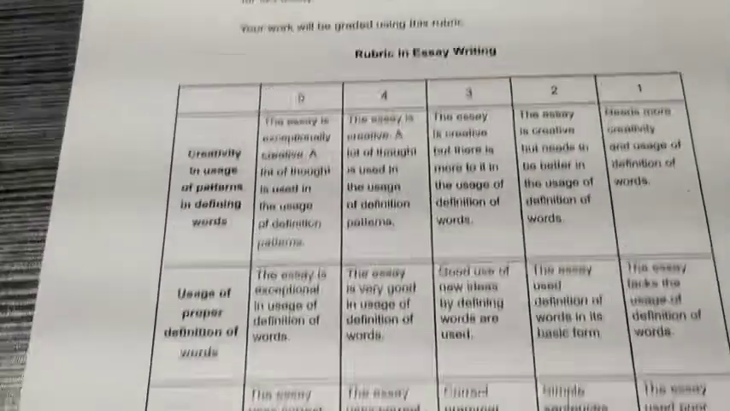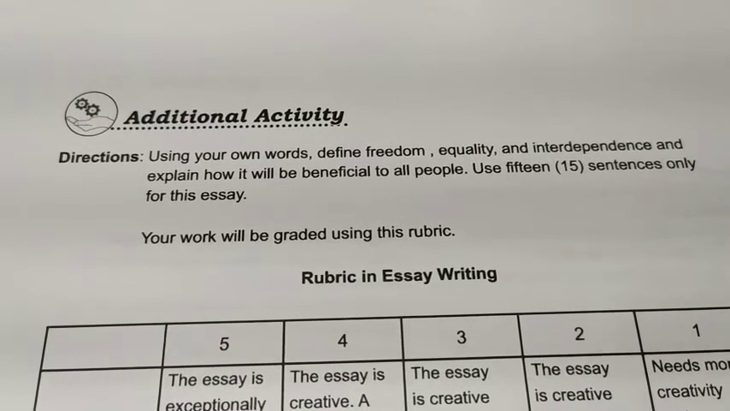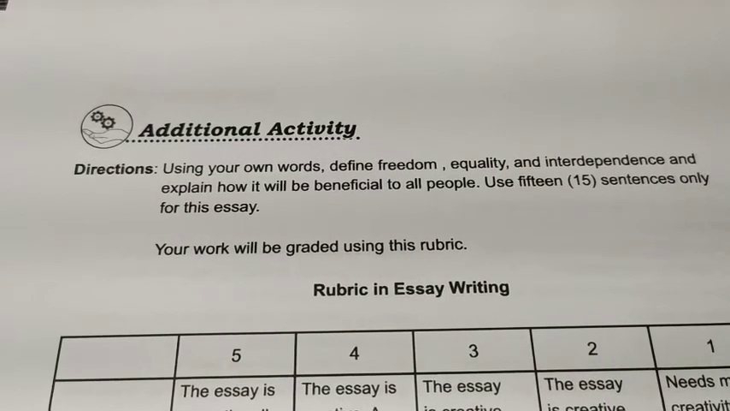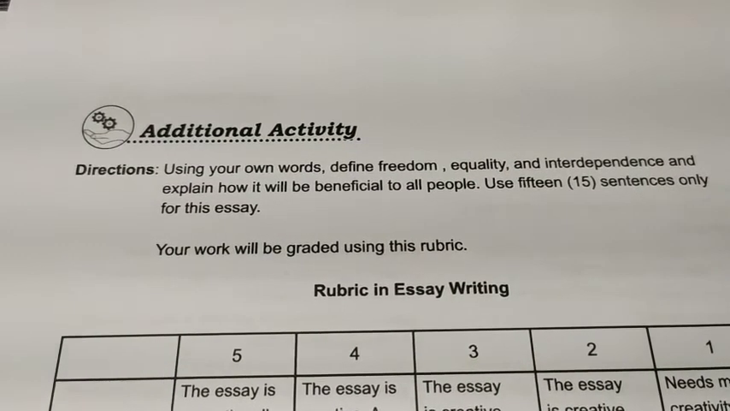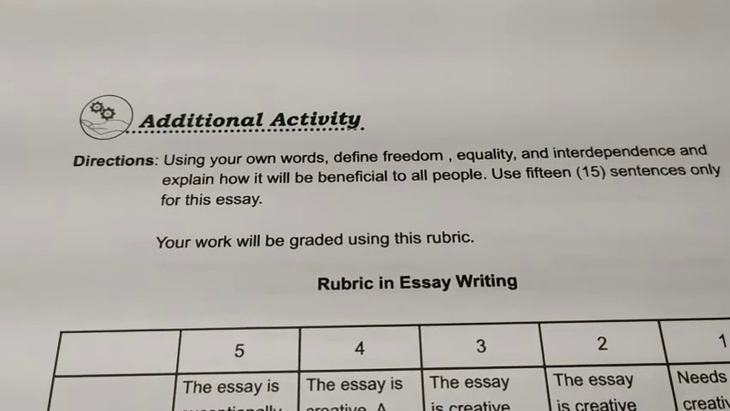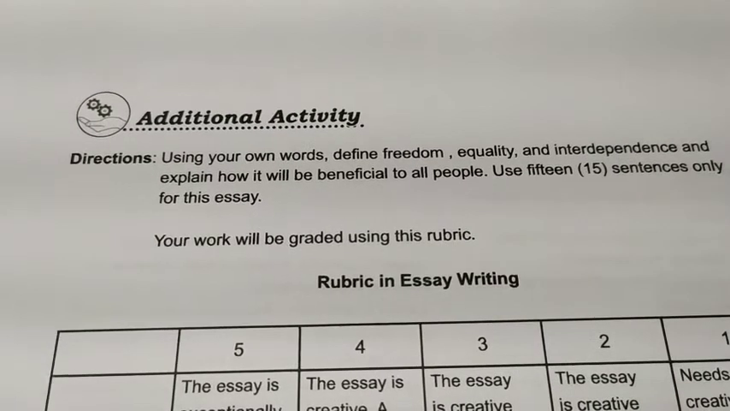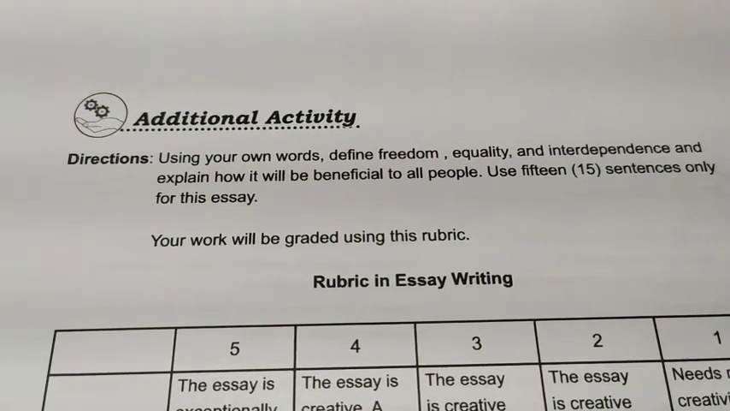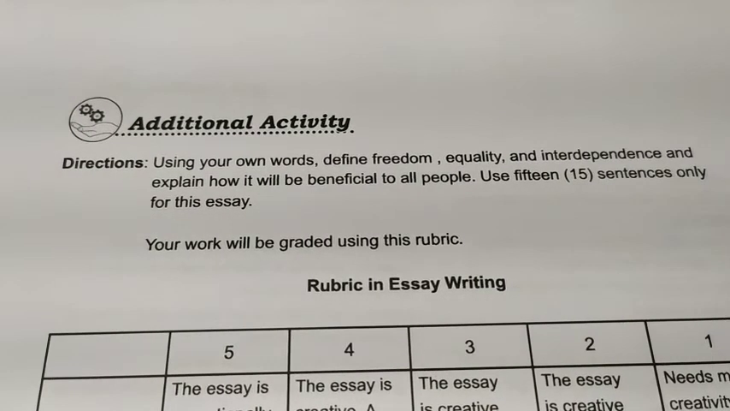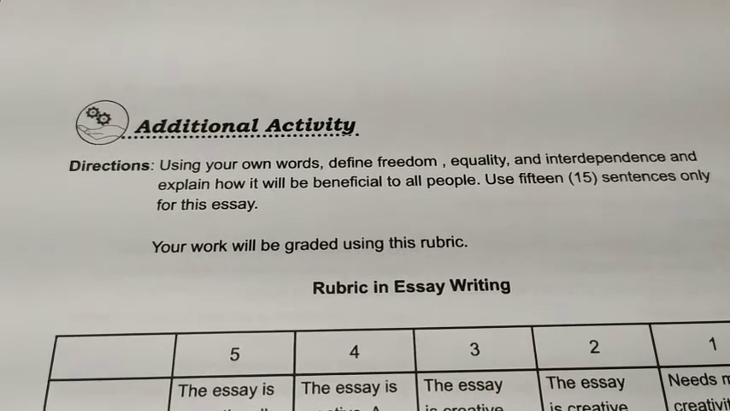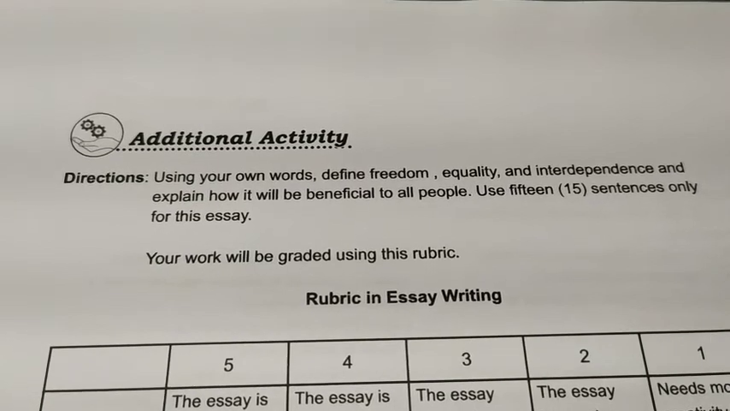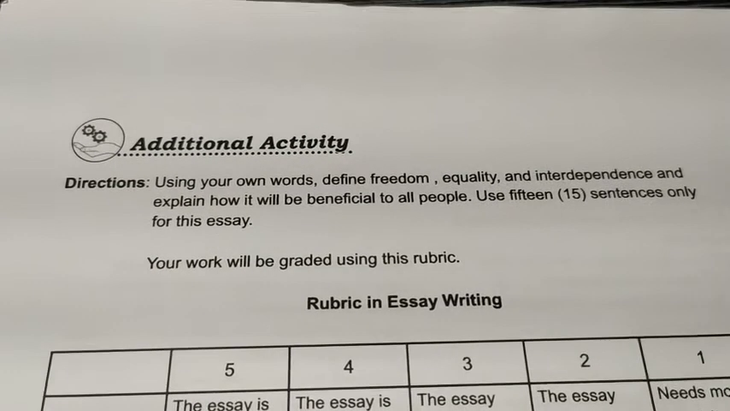So for the additional activity, using your own words, define freedom, equality, and interdependence, and explain how it will be beneficial to all people. Use 15 sentences only for this essay. So you will also use pattern 1 or pattern 2 depending on you. So for us to clearly and easily identify the patterns that you have used, kindly underline the sentences which use pattern 1, then box the sentences which use pattern 2.